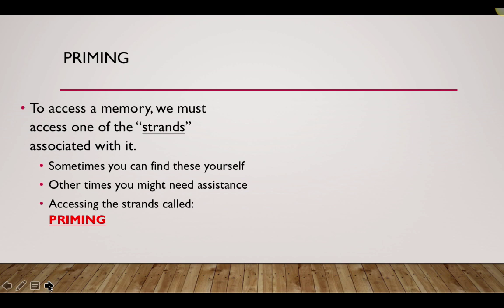So priming a memory, in order to access it, we have to get on a pathway or one of the strands of memory associated with that memory, which could be where we were, what time of day or year it was, who we were with. Sometimes you can find these by yourself. Sometimes you need assistance, like a clue or a picture or a song may even do that. And accessing that strand is called priming. So priming is a process that happens when we use our cues.